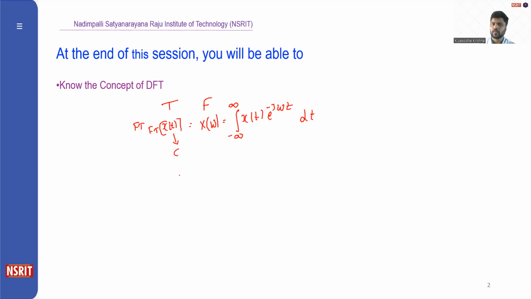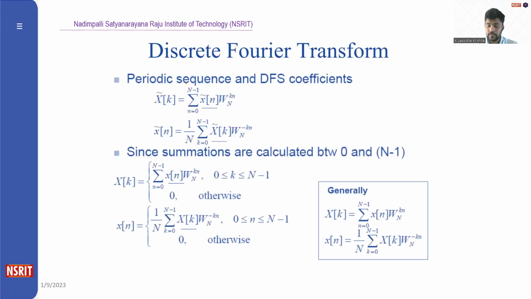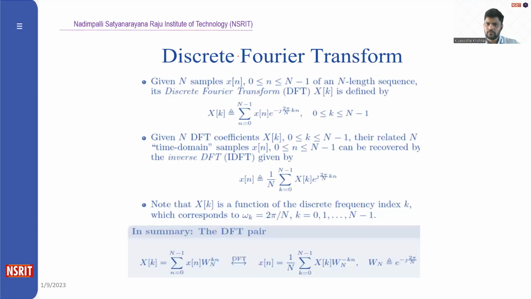Here the signal is continuous. If the signal is discrete, the discrete Fourier transform is obviously periodic in nature. If you consider x of n, we apply the discrete Fourier transform, the DFT, to convert x of n into x of k, where x of k is the summation from n equal to 0 to N minus 1 of x of n e to the power of minus j 2 pi k n by N. Here n is the time index, and k is the frequency index.